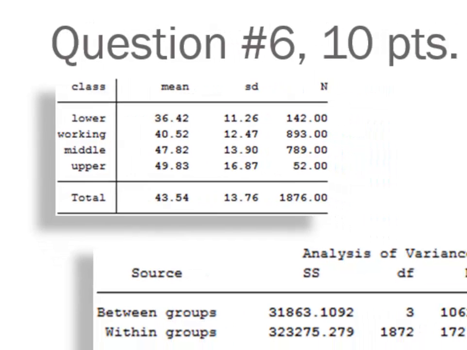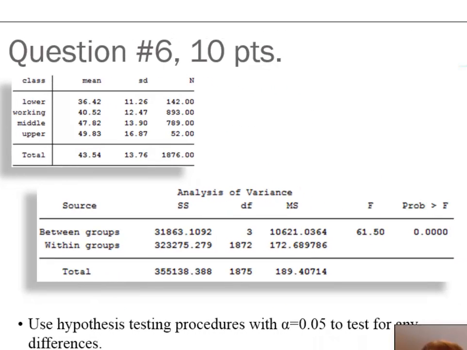We're then going to give you an ANOVA table, so you don't have to calculate the sums of squares or complete the cells in this table. We're going to ask you to do a hypothesis test to see if there's a difference in means across these categories, in this case the social class categories. We can see that the lower class has an occupational prestige of 36.42, the working class of 40.52, and so forth. The question is, are those observed differences in means statistically significant?